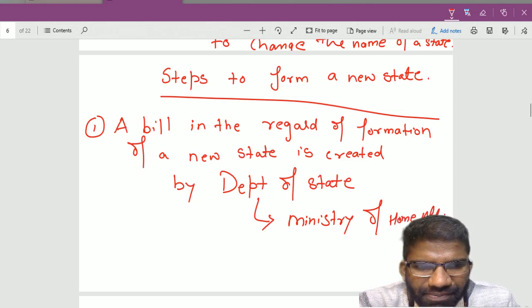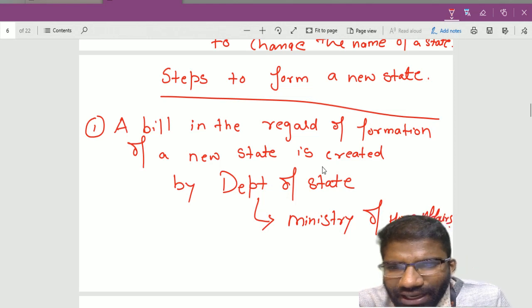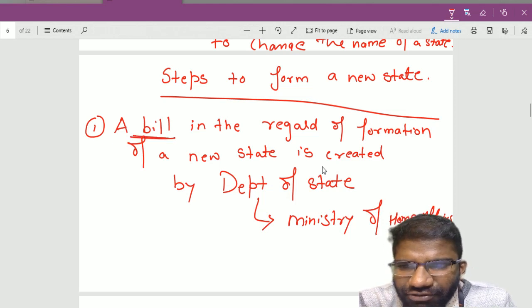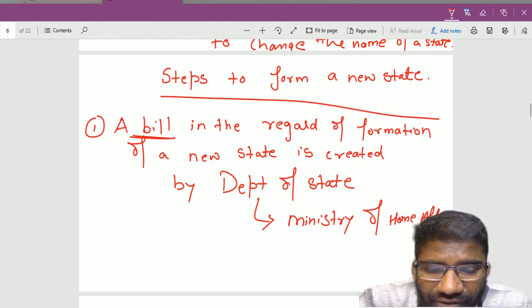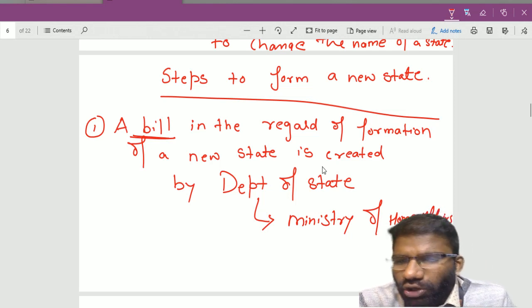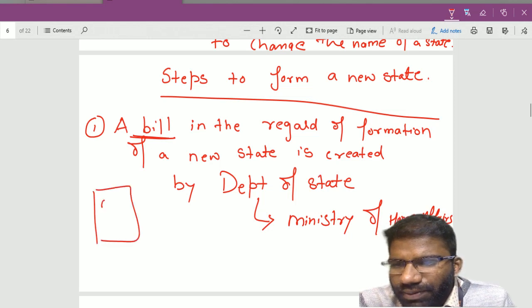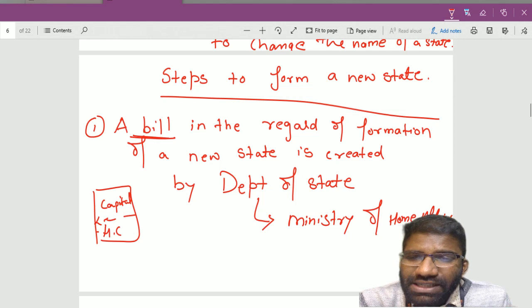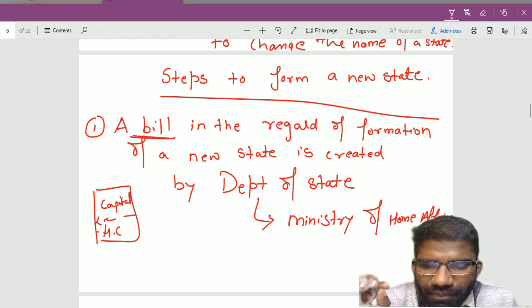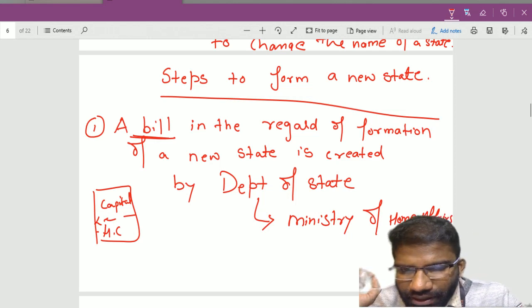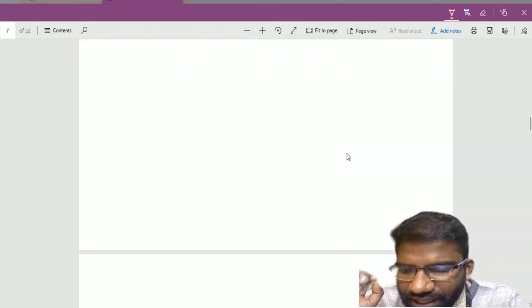I hope the first step is very much clear to you. A bill in this regard, a rough draft: if you are creating a particular state, the state must have a particular capital. So what all will be mentioned in that bill? Which will be the capital? How many legislative assembly seats will the state have? Where will be the high court? All these aspects have to be mentioned in that bill, and that bill is drafted by the Department of State, Ministry of Home Affairs. Now, we'll go on to the second step.